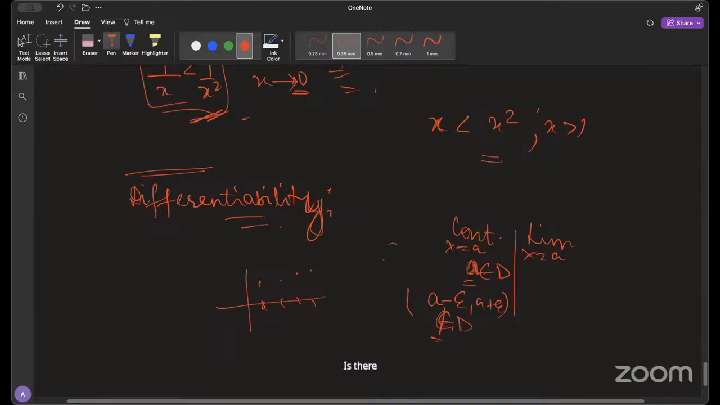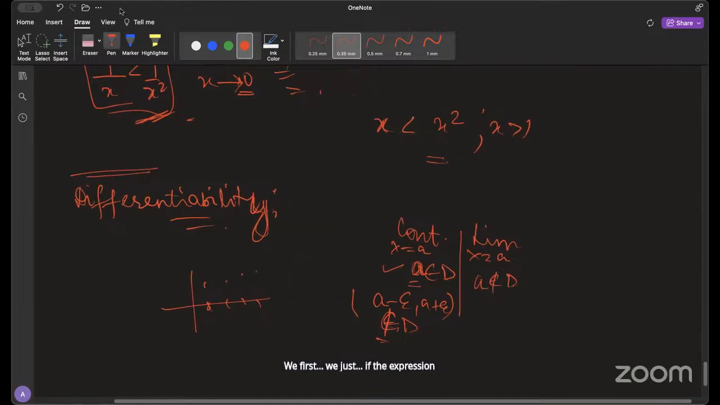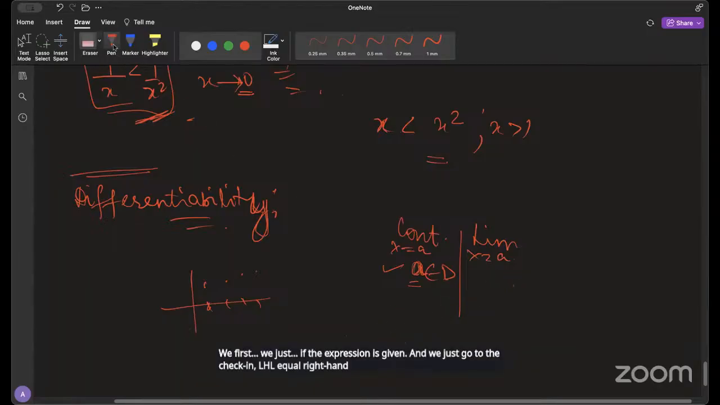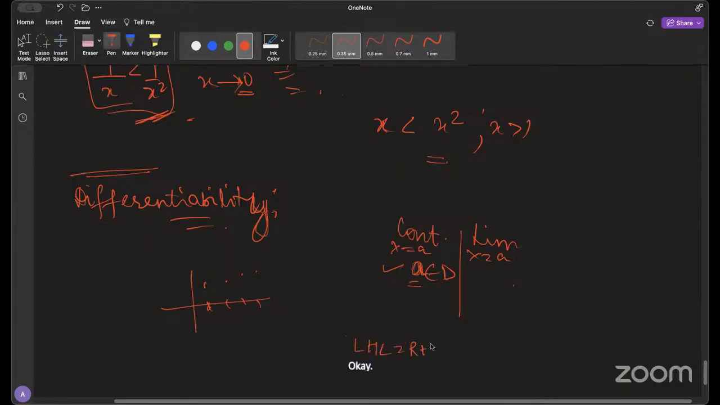Is there a doubt? We've discussed this in great detail. Ma'am, no doubt, but I have a general question. Whenever we ask for continuity, if the expression is given, we just check whether the left hand limit equals the right hand limit. Is this the approach, or should we approach it some other way?